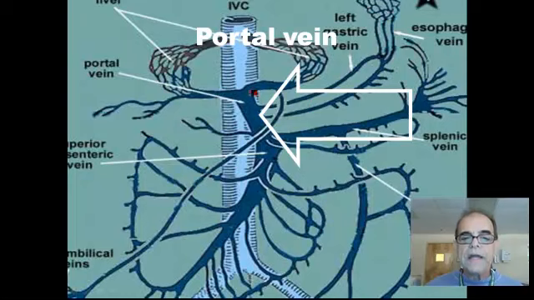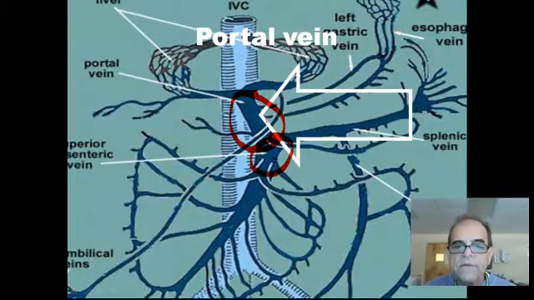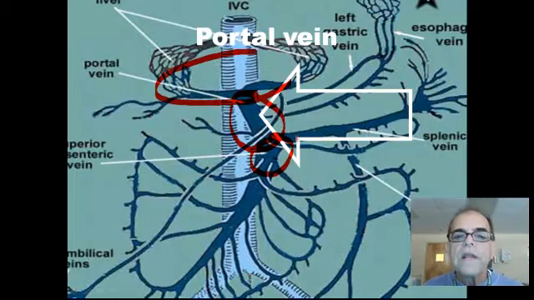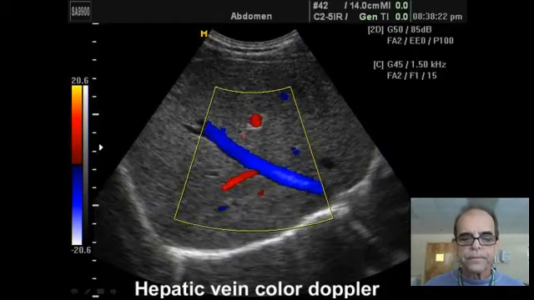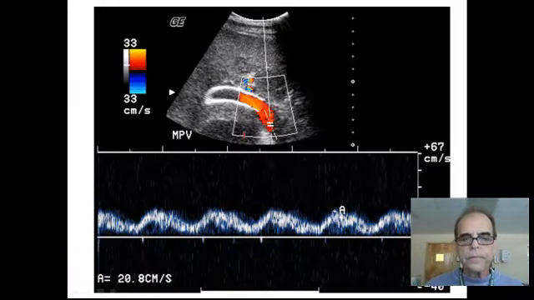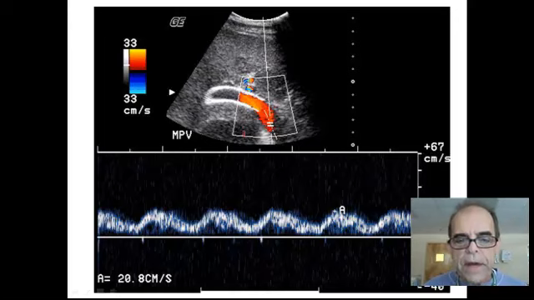You have here the portal vein from the confluence to the liver. From the confluence to the liver is the portal vein. Not very long, but very important. You have here a color Doppler picture of the portal vein. Portal vein here with a spectral Doppler.